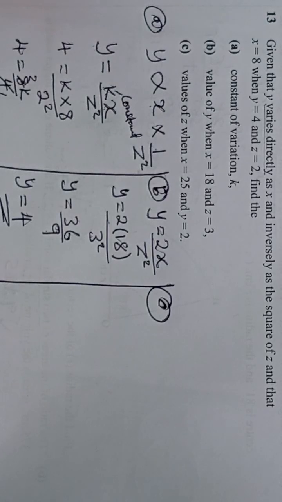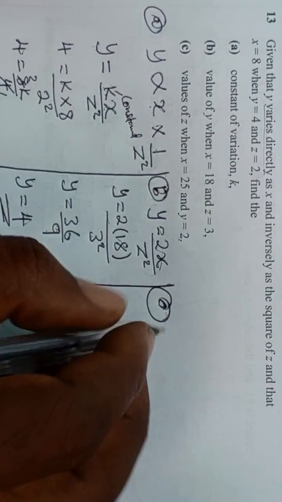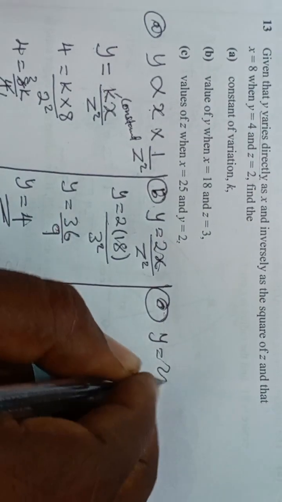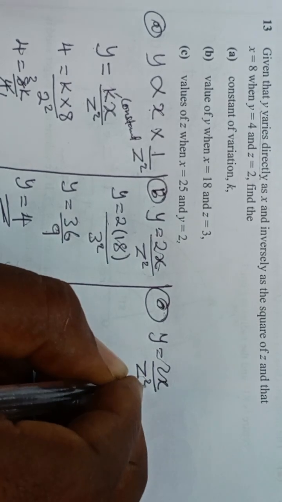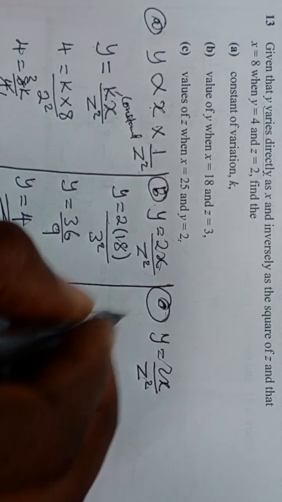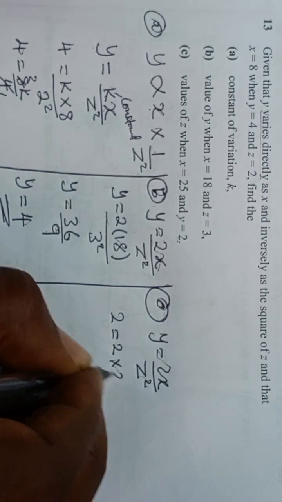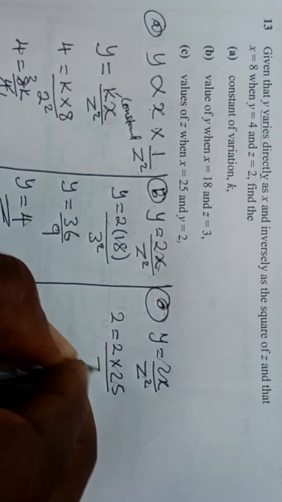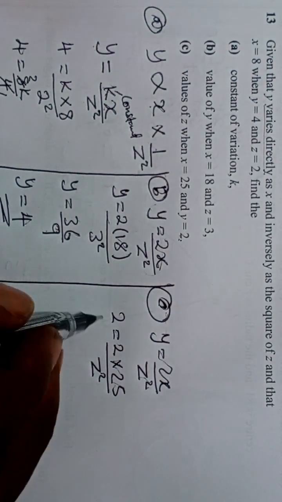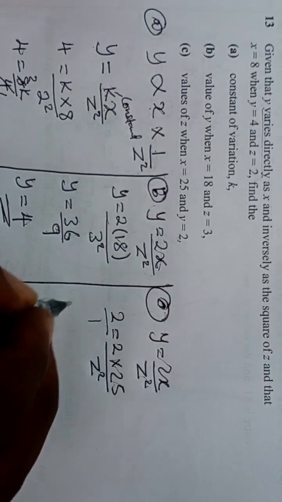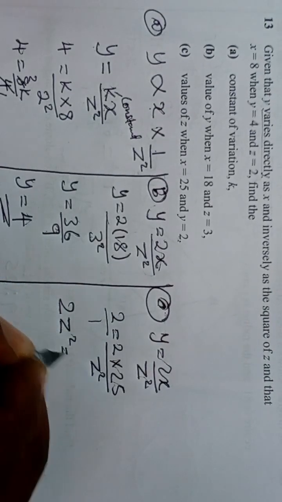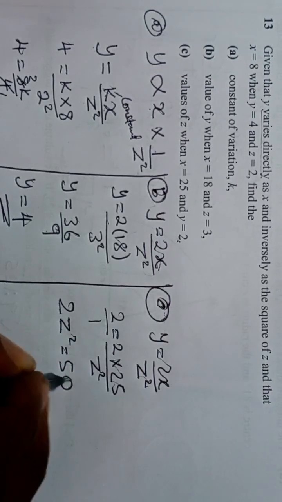Find the value of z when x is 25 and y is 2. So we have the variation equation, y equals 2x over z squared. So y is 2, x is 25, over z squared. So from there you cross multiply. 2 times z squared, it is 2z squared. 2 times 25, it is 50.